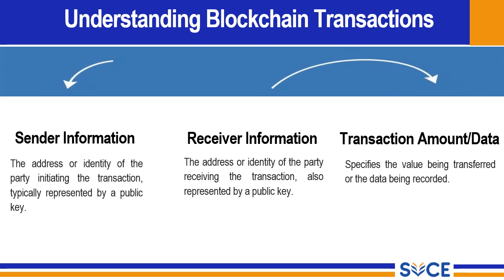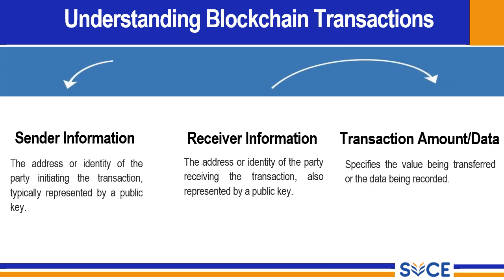Think of this like sending an email. Just like we have an email address, blockchain users have a public key. That is nothing but their wallet address to send a transaction. How does the blockchain verify the sender?